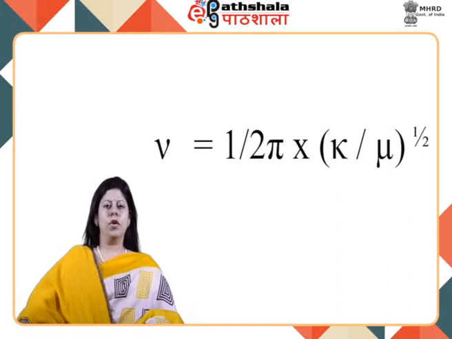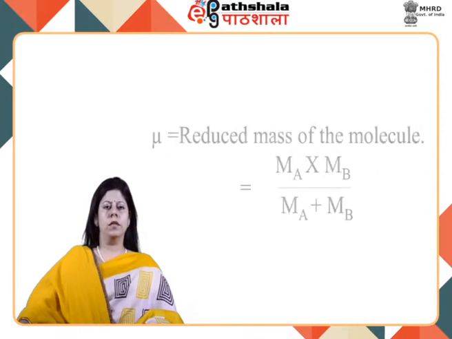It is the measure of toughness or stiffness or the strength of the bond. Greater the value of k, stronger will be the bond. It is defined as the force required to displace the bond from the mean position by a unit distance. Its unit is dynes per centimeter or newtons per meter.